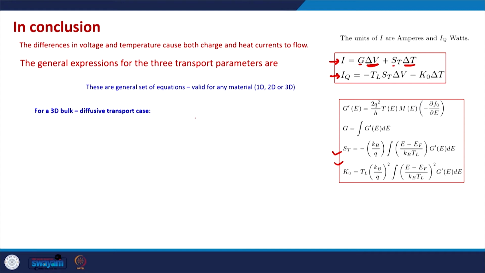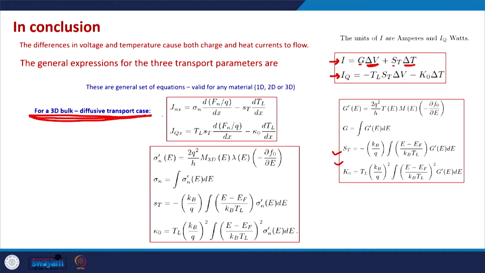And this discussion can be extended to a 3D bulk case as well, which is essentially the diffusive transport case. In a 3D bulk case, these equations will get modified in this way. This will be the charge current density, this will be the heat current density, and the Seebeck coefficient and the K coefficient will change. These are the bulk analogs of S T and K naught, and these are the corresponding expressions.